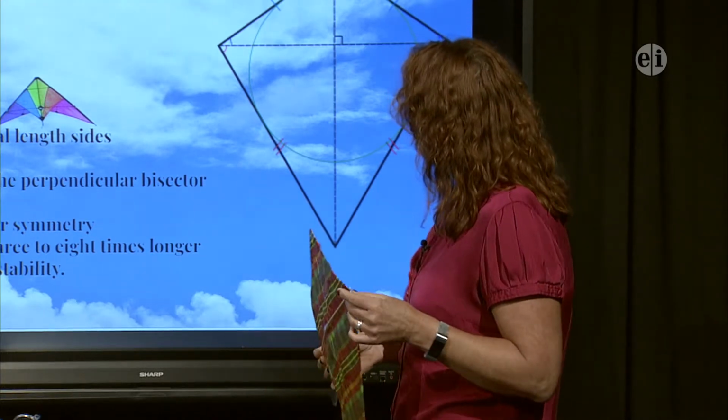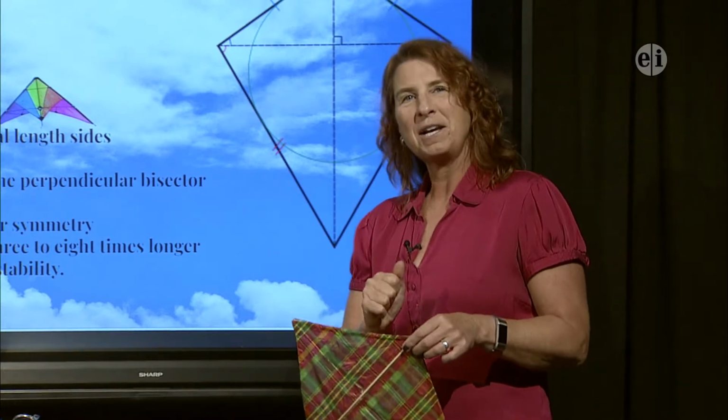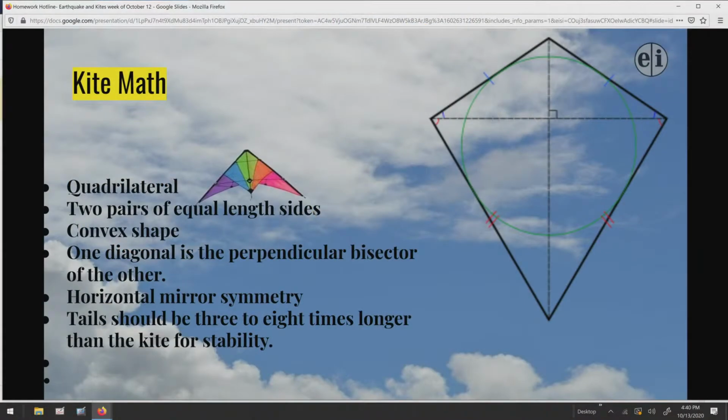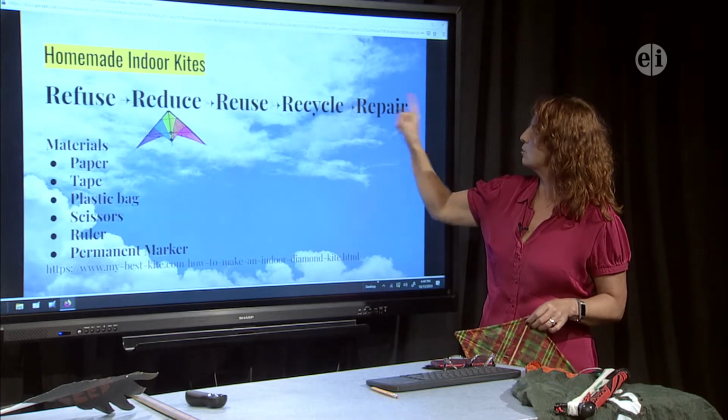Okay. And then one diagonal is the perpendicular bisector of the other. Ooh, I love talking precisely. This is perfect. So perpendicular means at right angles, and bisector means this line is cut in half. So this line hits at right angles and cuts this one in half.